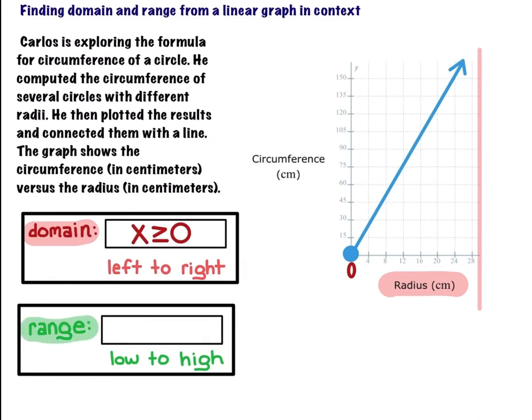The range is about the y's, so we're going to look from bottom to top. In other words, from low to high. The lowest this graph ever goes is 0, and it goes up forever. So our y's are greater than or equal to 0.